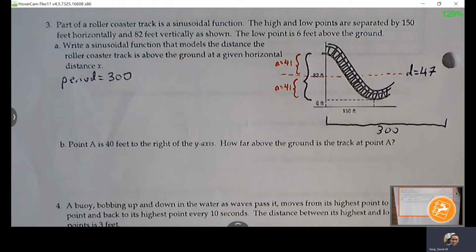Guys, the way we find the A value is the distance from the midline to the height, the max of our roller coaster. 82 is the distance. So the highest and lowest points are separated by 150 feet horizontally and 82 feet vertically. So you did 82 divided by 2, which is 41. So I know it's 41 above and below. And 41 plus 6 will be 47.